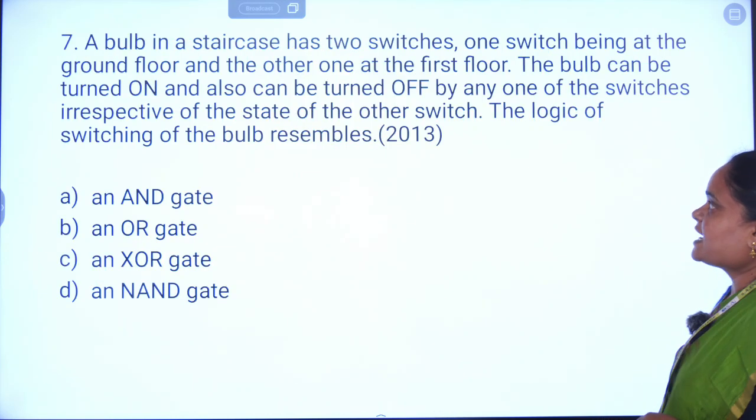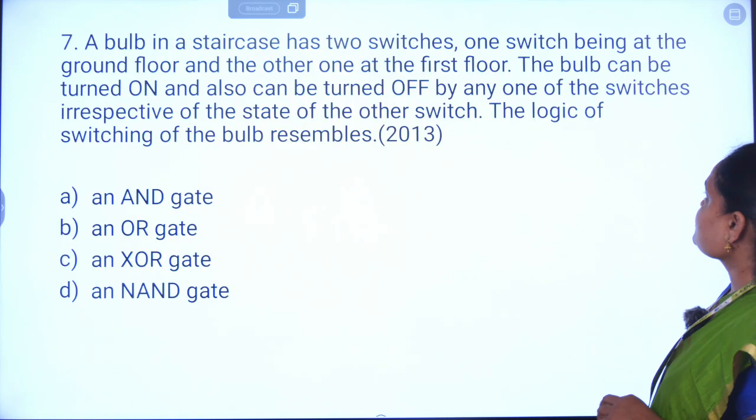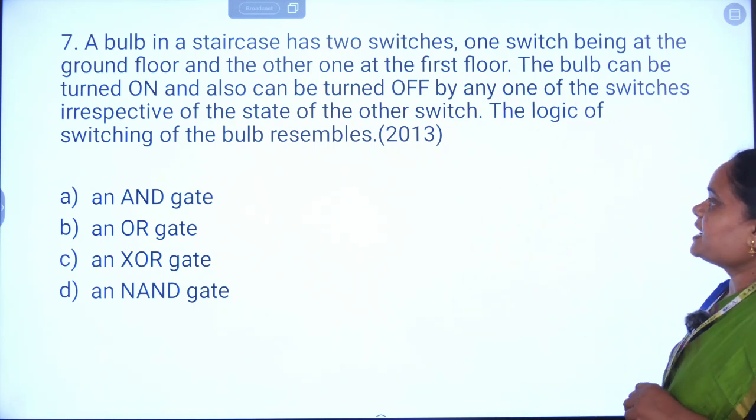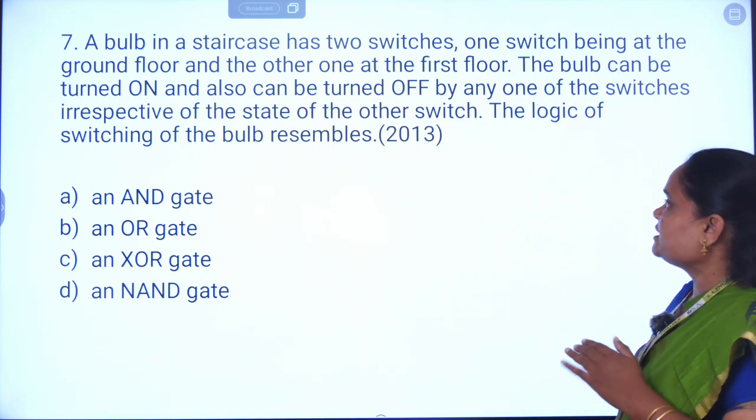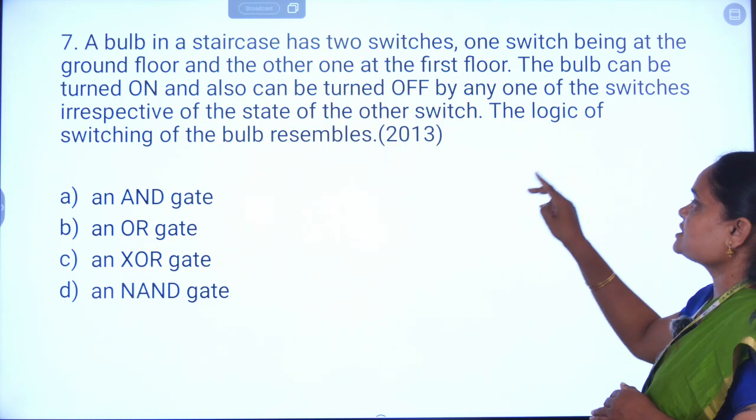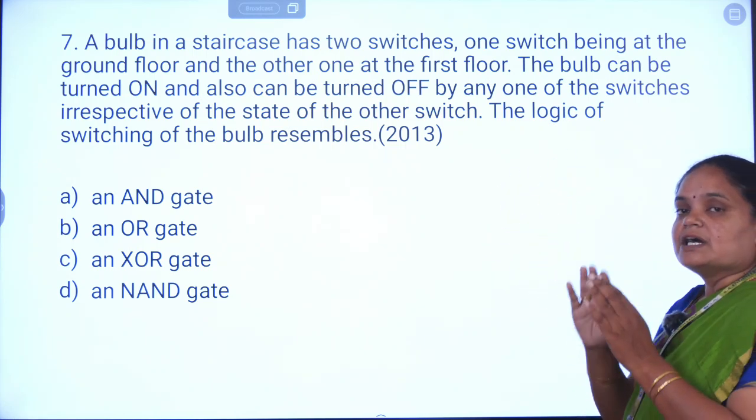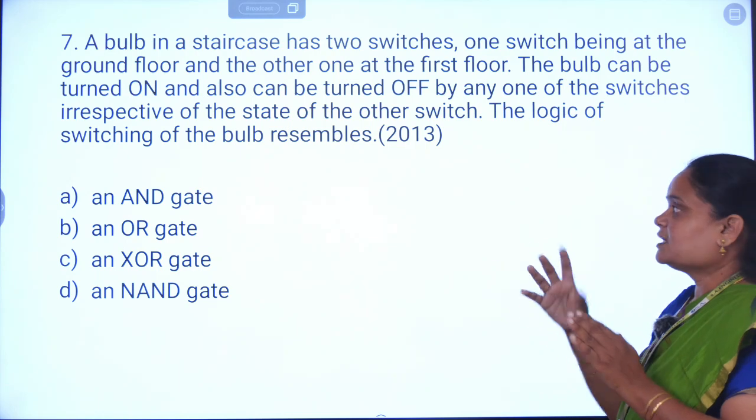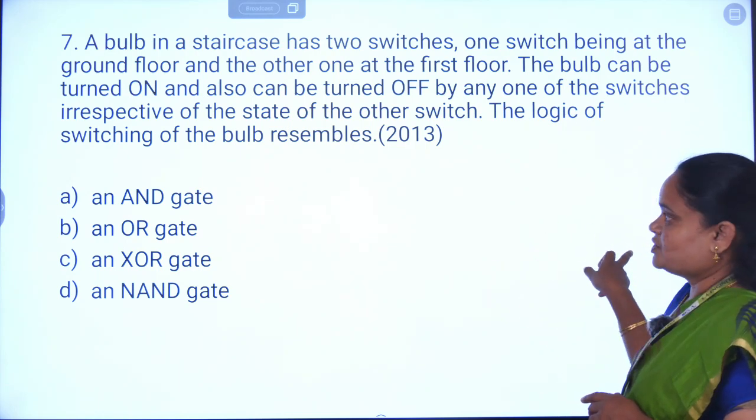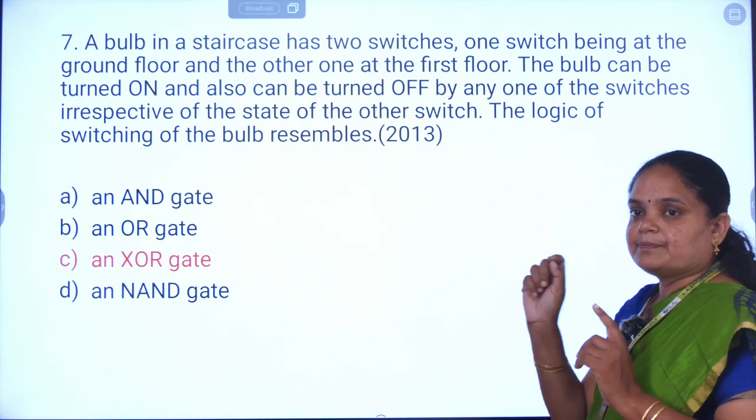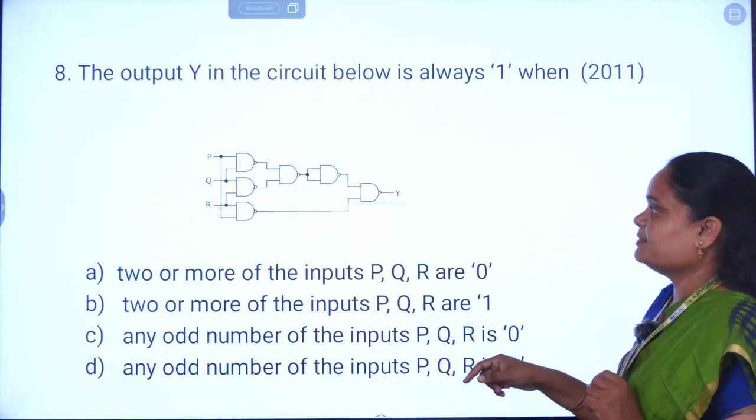A bulb in a staircase has 2 switches, one switch being at the ground floor and the other one at the first floor. The bulb can be turned on and also turned off by any one of the switches, irrespective of the state of the other switch. So it depends on the same one switch, does not depend on the other switch. The logic of the switching of the bulb resembles an XOR gate: A bar B plus A B bar.